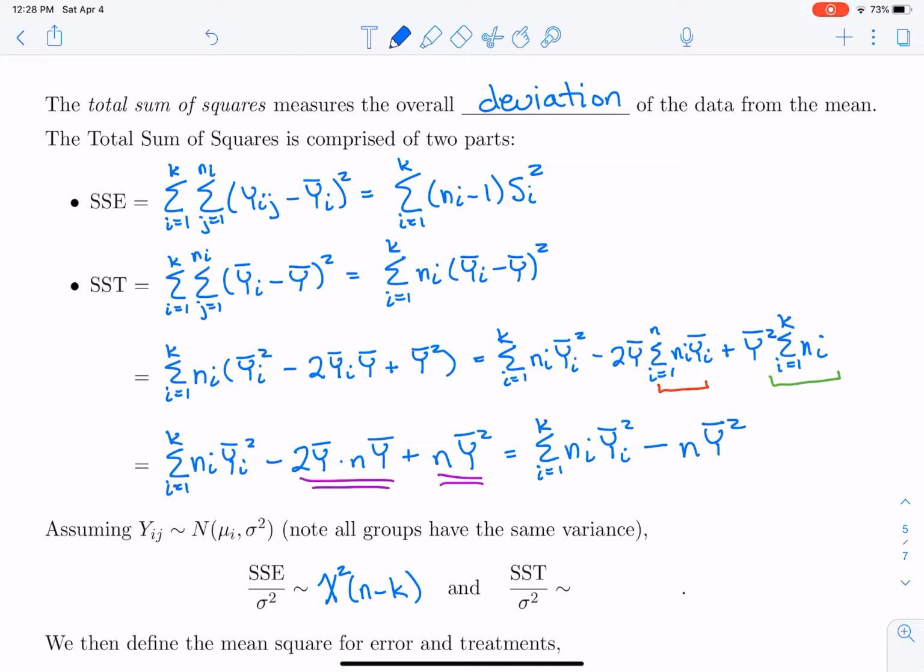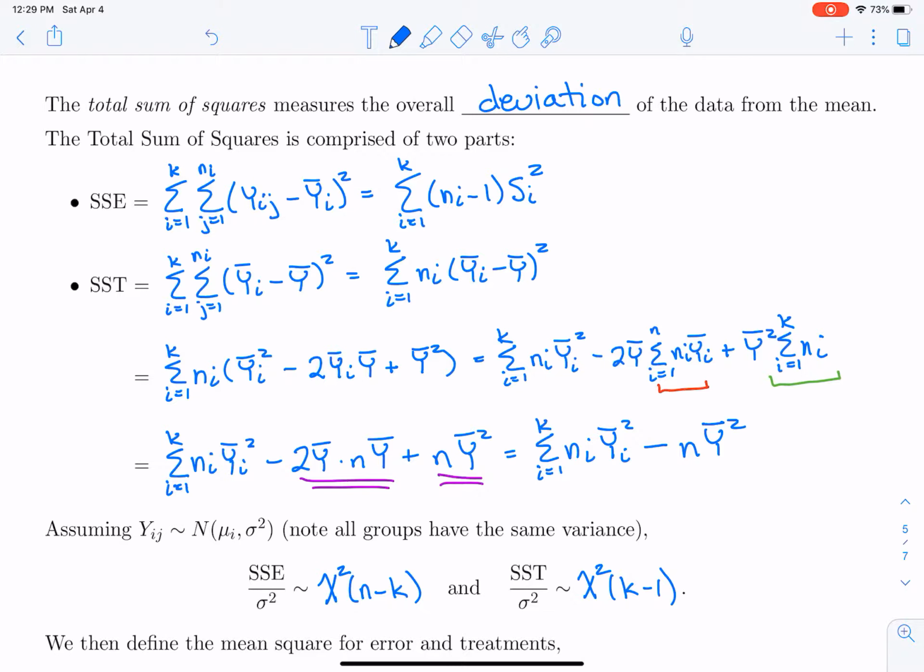Okay, so that sum of squares treatments, you can see, well, that's a function of y bar and y sub i bar. Those are normally distributed, but they're squares again. And so this is actually going to also have a chi-square distribution. It has a similar derivation as for the sum of squares error, and that has degrees of freedom of k minus 1. But it's important that all the groups have approximately the same variance in order to get those chi-square distributions.